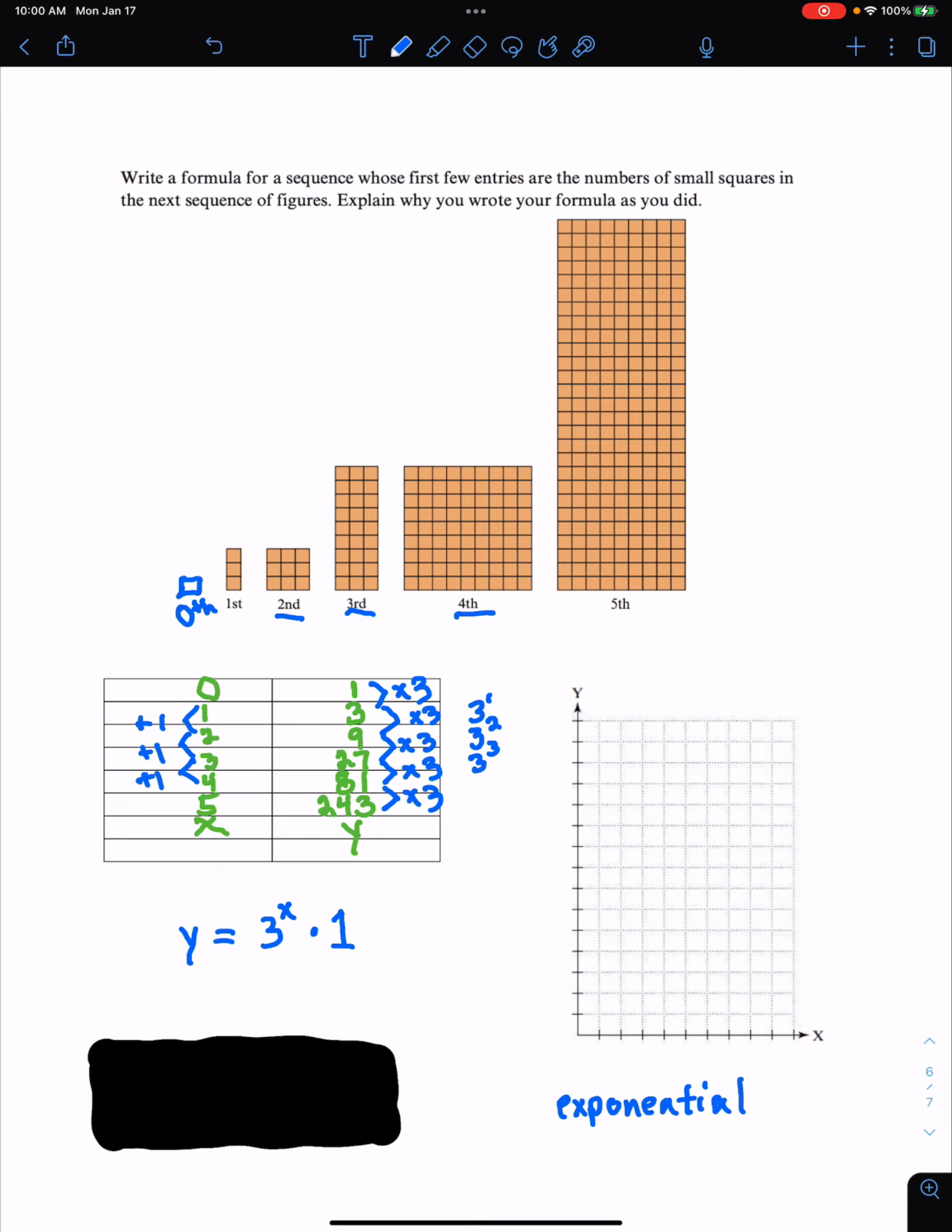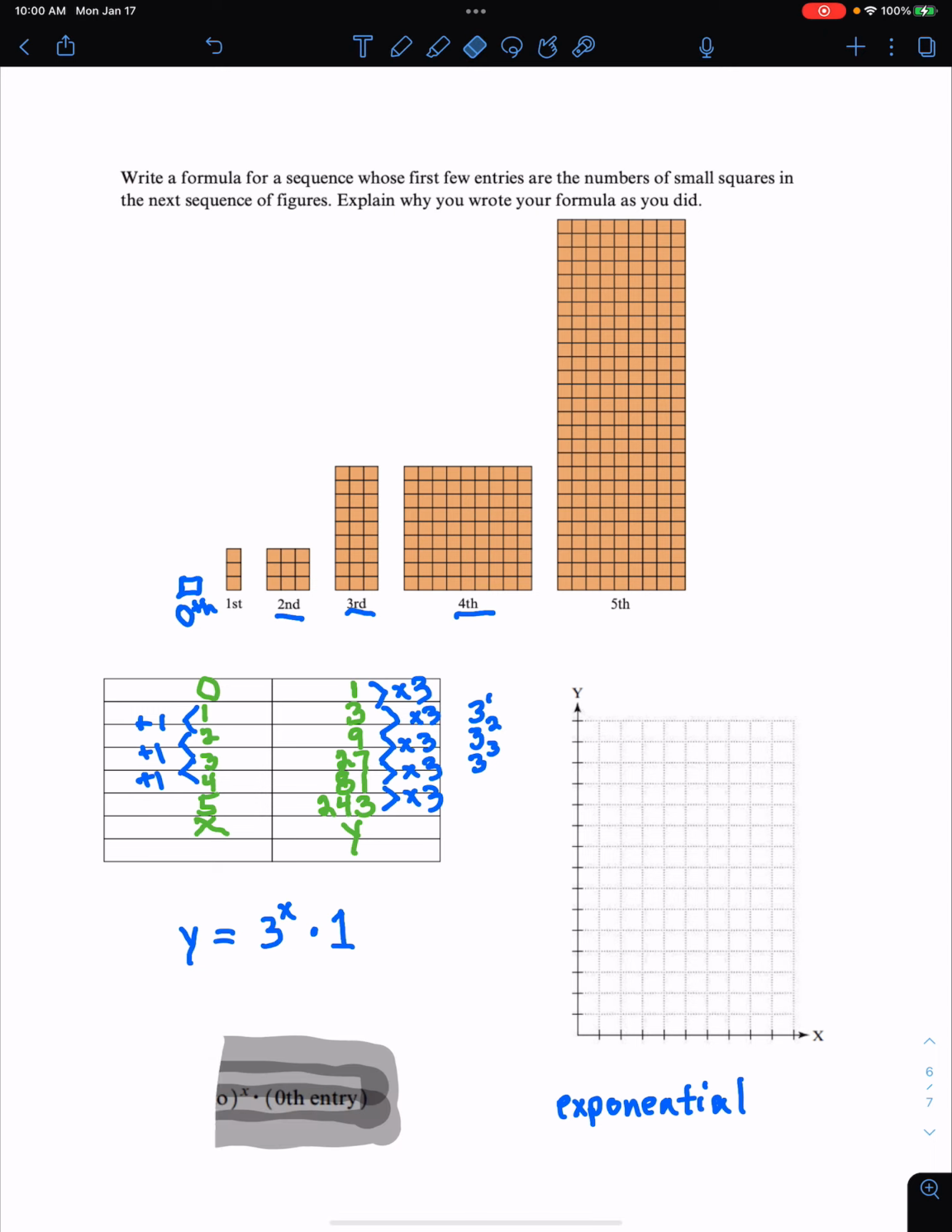So here, written down here, I have the general formula for a geometric sequence. So we're going to take the ratio, in other words, what number are we multiplying by each time, to the x power, and then multiply by the 0th entry. And that will be your general formula for every exponential geometric sequence.